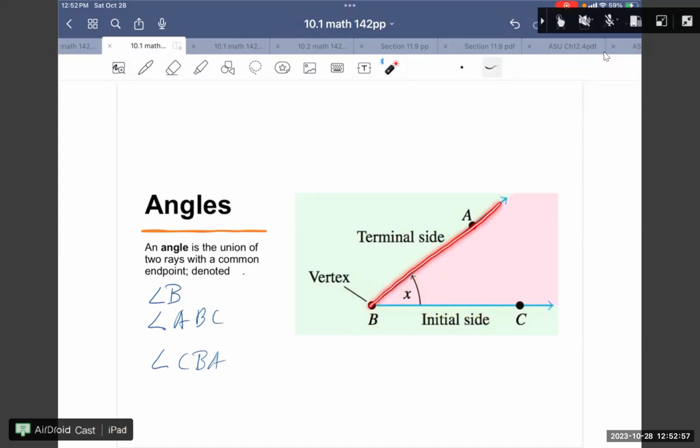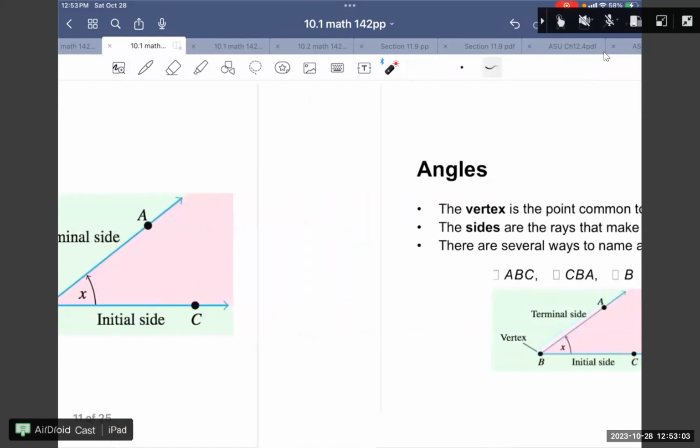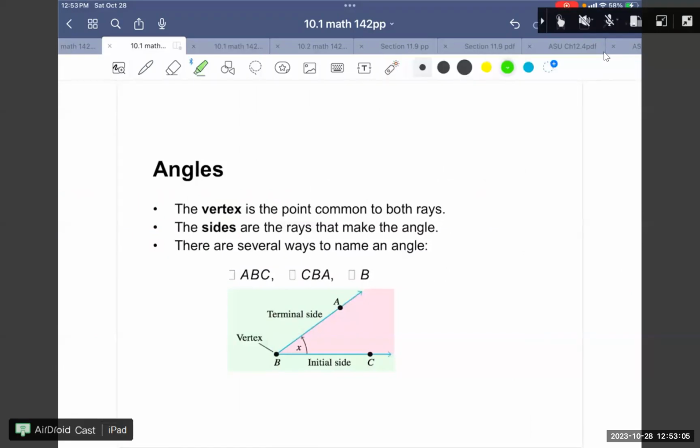So this one is the terminal side and initial side. The initial side means that we draw the first. And the angle is the point common for both rays. The sides make the angle. So for this angle, there are several ways to name it. We have angle ABC, CBA, or B. That's the angle which we already have at first.